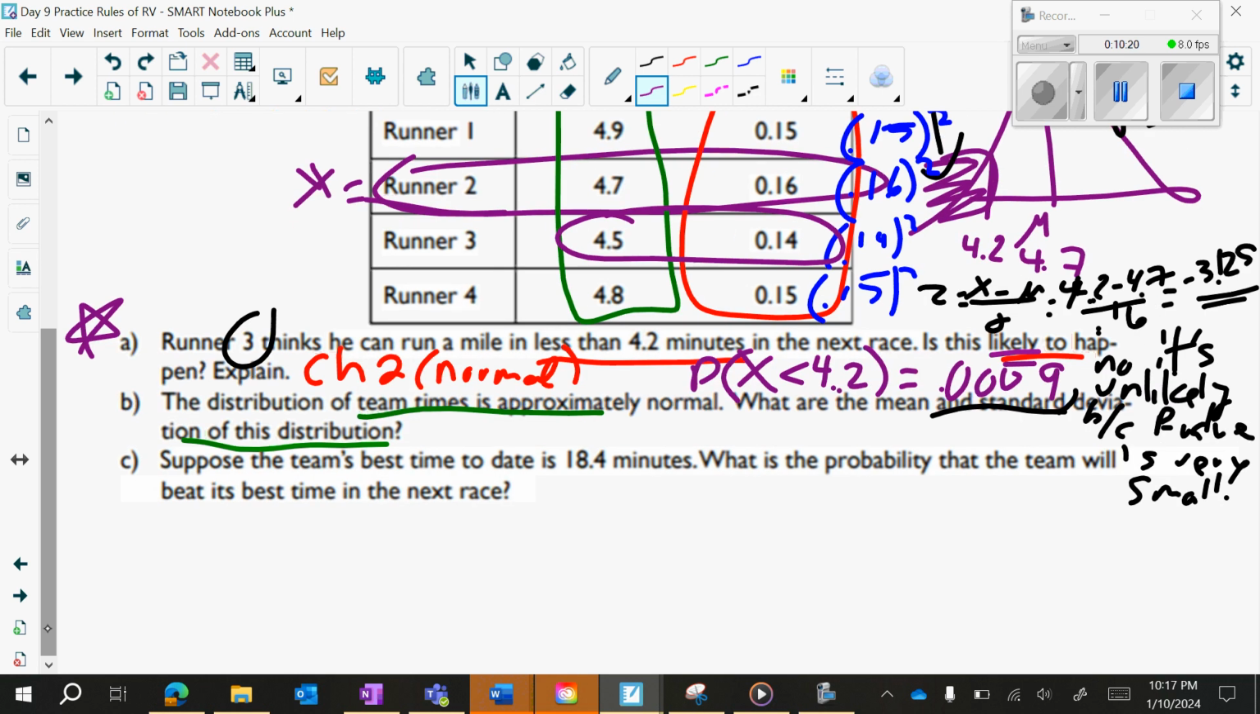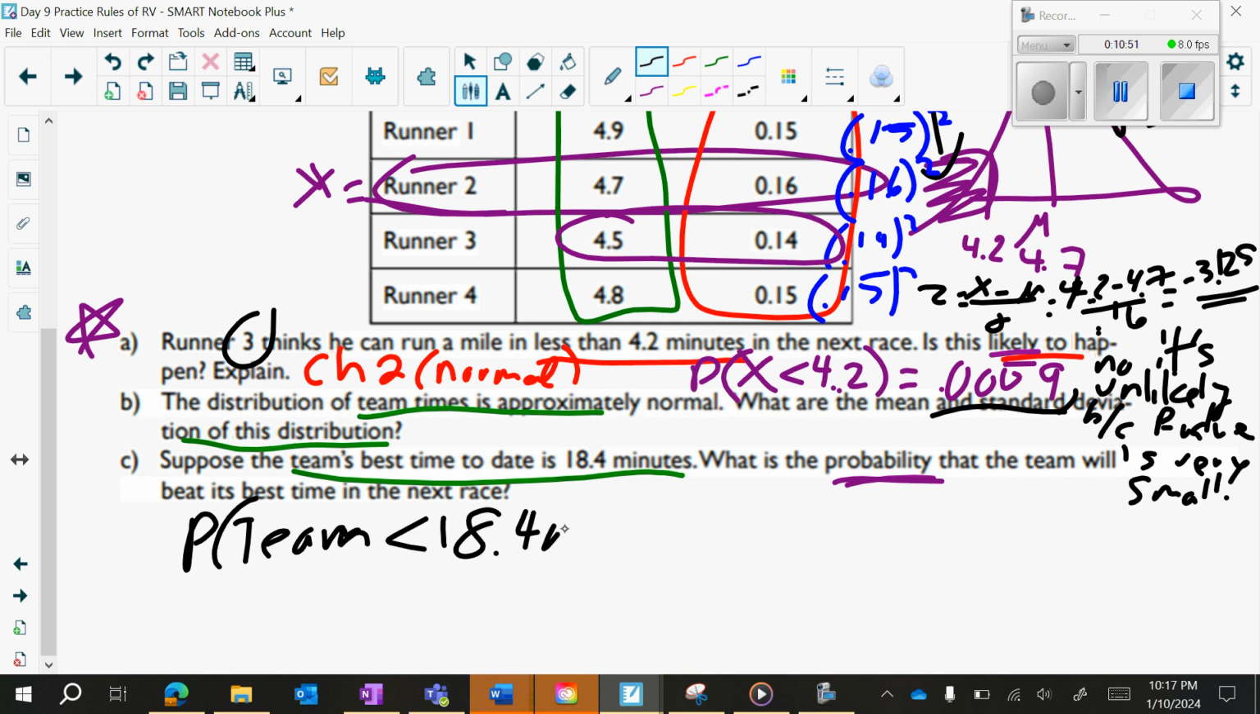Now let's go to part C. Suppose the team's best time to date is 18.4 minutes. So this is a team time, all right? What's the probability that the team will beat its best time? Here again, we have the word probability, which is the same as likelihood from part A. Remember in part A, we were supposed to get the probability runner 3 gets less than 4.2 minutes. Now this time we're interested in the probability that the team will beat its best time. Beat means get a time less than its best time, right?